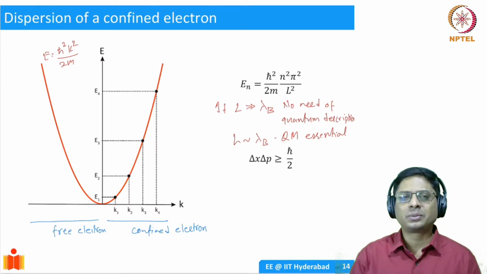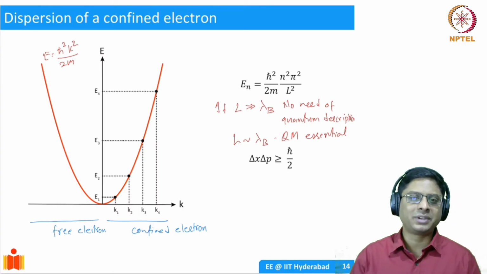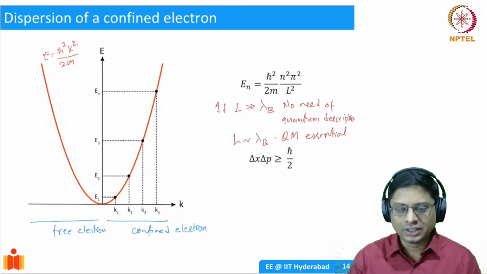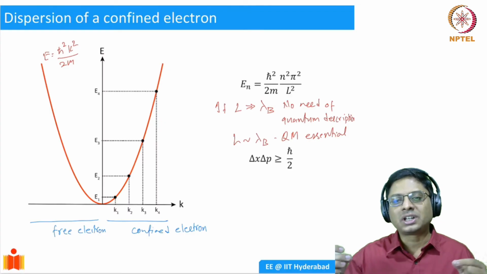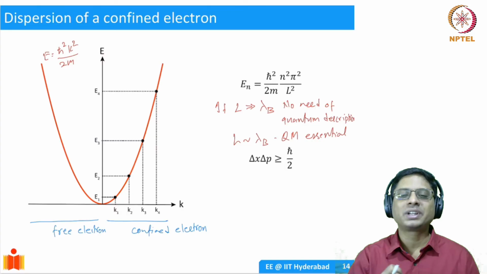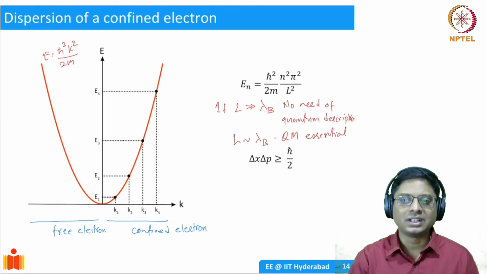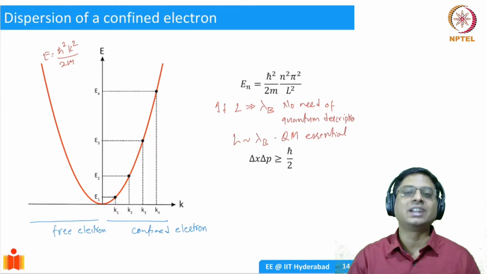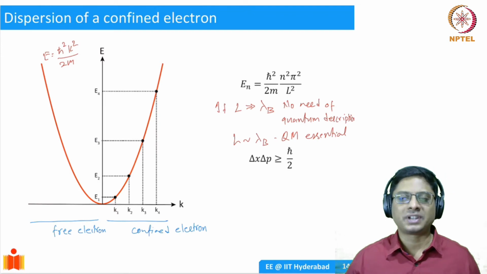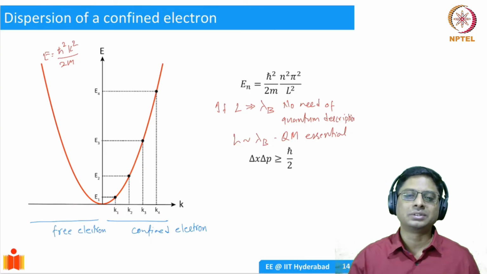So this could also be understood by the uncertainty principle. We know from Heisenberg's uncertainty principle that delta x into delta p is greater than h cross by 2, right? So if you try to confine an electron in a very, very small dimension, its momentum becomes very large. Once its momentum becomes large, the energy also increases, right? That's uncertainty. If your x is large, for example, x is 1 kilometer, then the uncertainty in momentum is nothing. So energy is very accurately known.